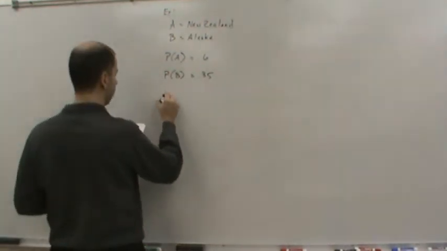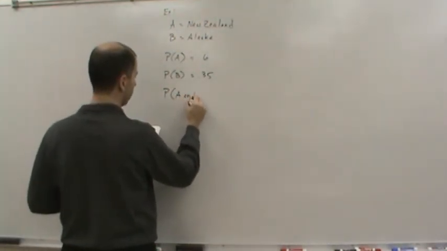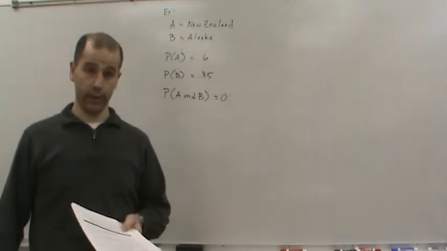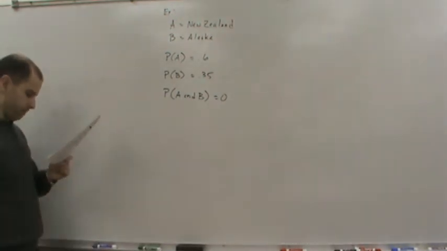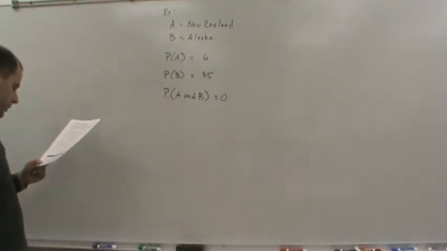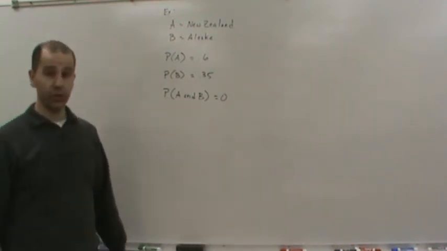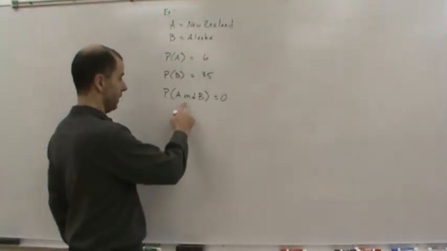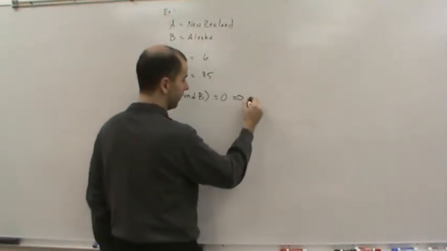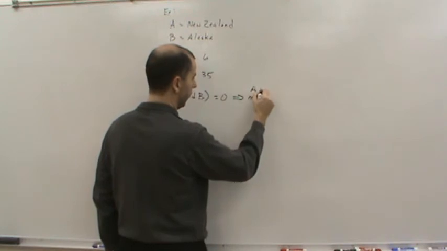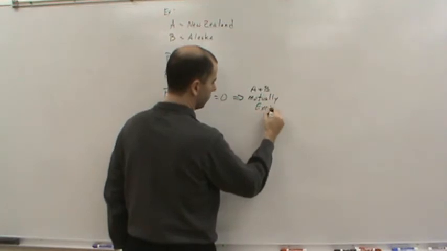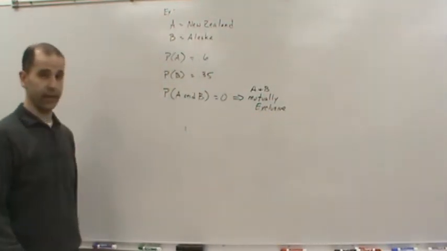And the probability that both occur is 0. Why? Because we're told that he can only choose one. He can only choose one because he can only afford one. That's what the situation is. So therefore, the probability that he chooses A or B, because this is 0, these are mutually exclusive events. This implies that A and B are mutually exclusive. Okay, that should be clear.